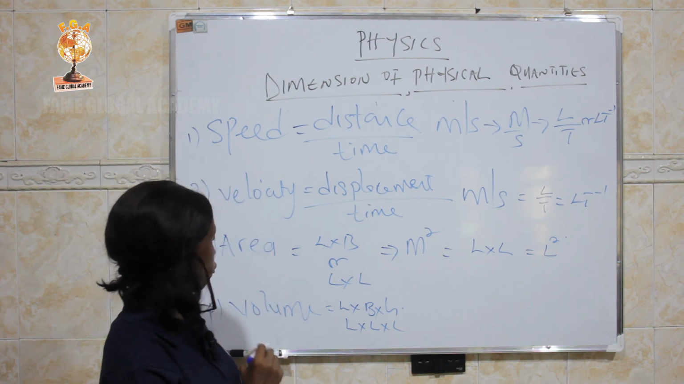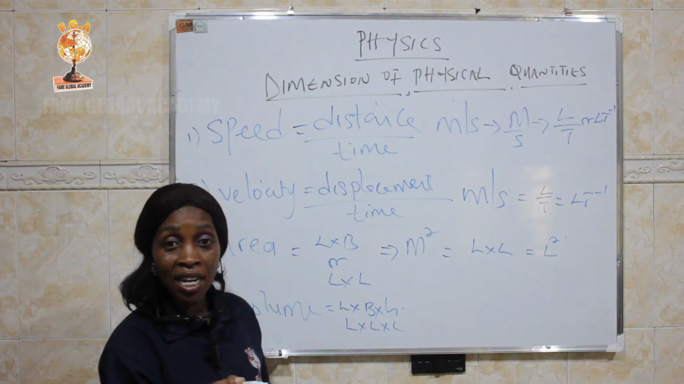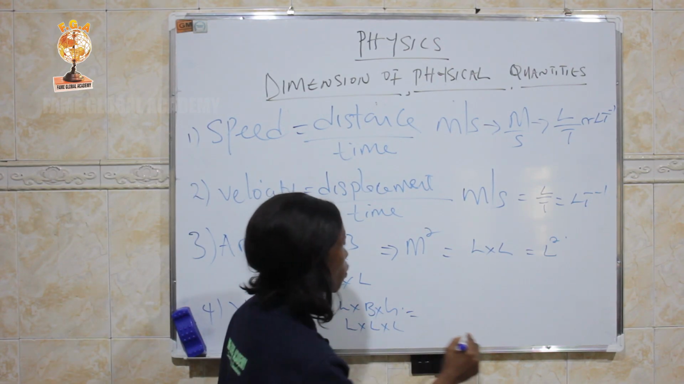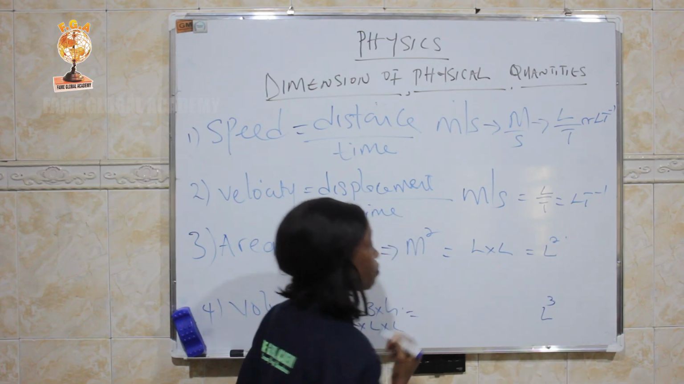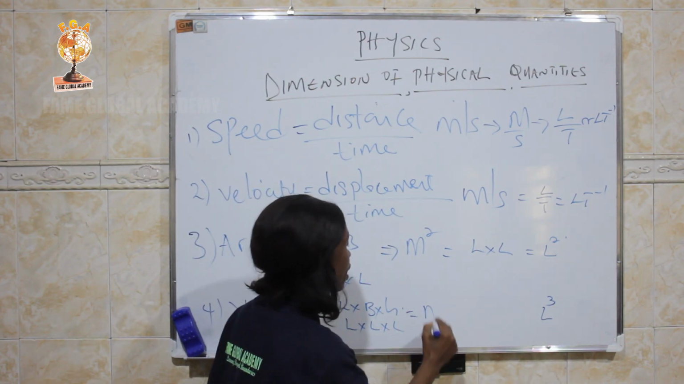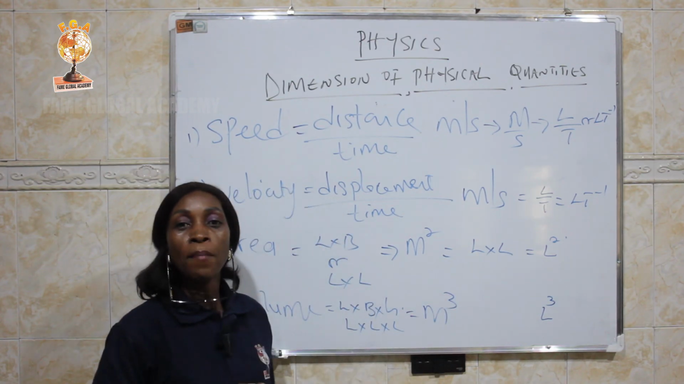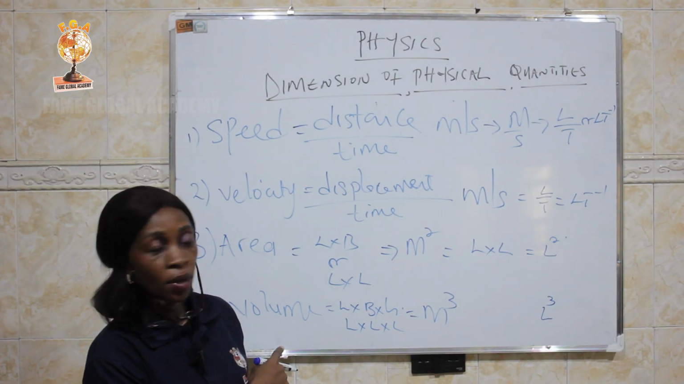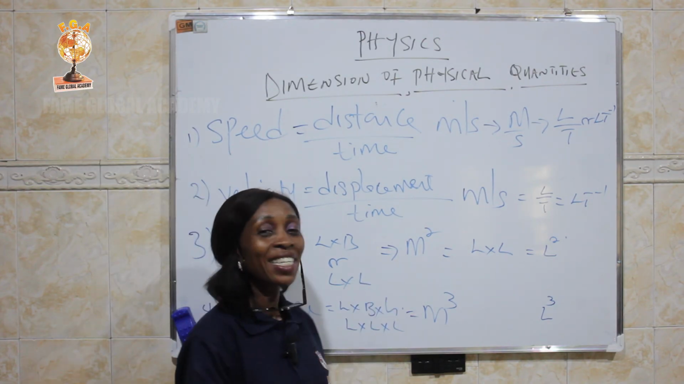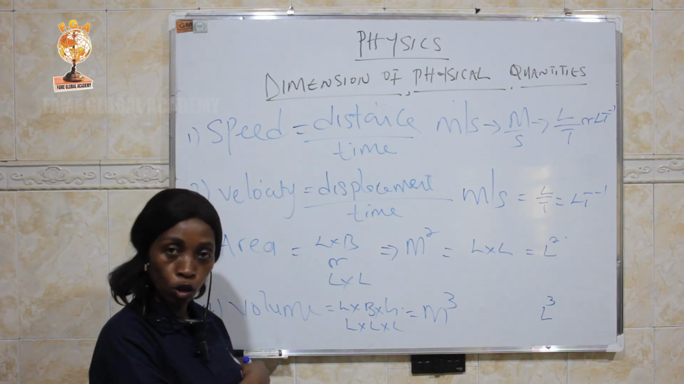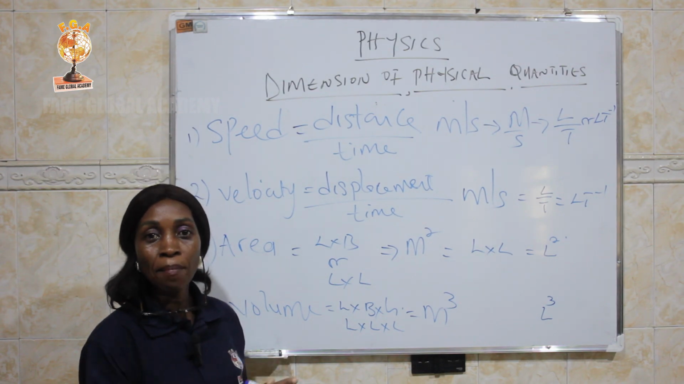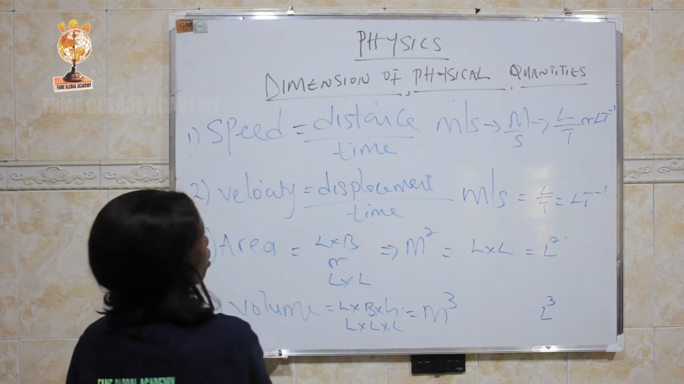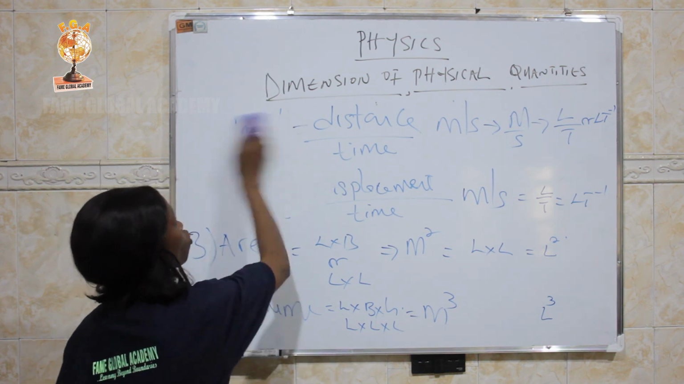So volume is length and length and length. And the dimension becomes L cube. The SI unit is meter cube. Meter cube is the SI unit for volume, and L cube is the dimension for volume. So let's continue. I think I erased so that I have enough space to write.